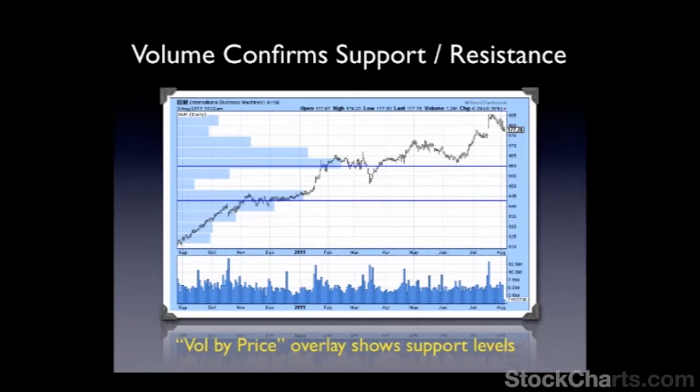So it's just a different way of looking at volume. It's there, it's for you to use. I must admit I don't use it maybe as much as I should, but it is there. A lot of times if you're looking for a pullback and you're looking for some support, by looking at where the volume took place, sometimes that can be very helpful. So you just should be aware that that tool is in there.